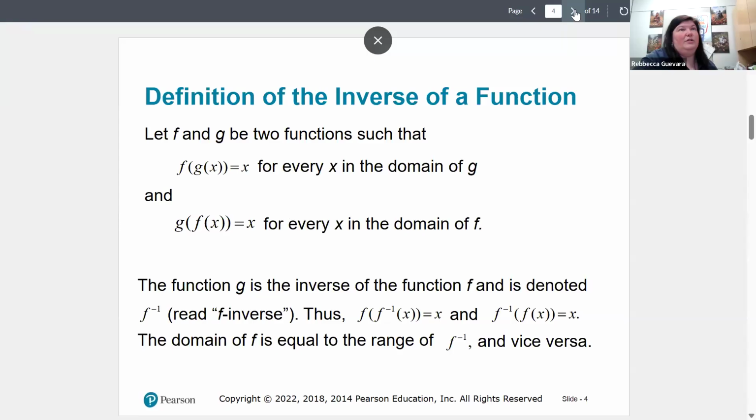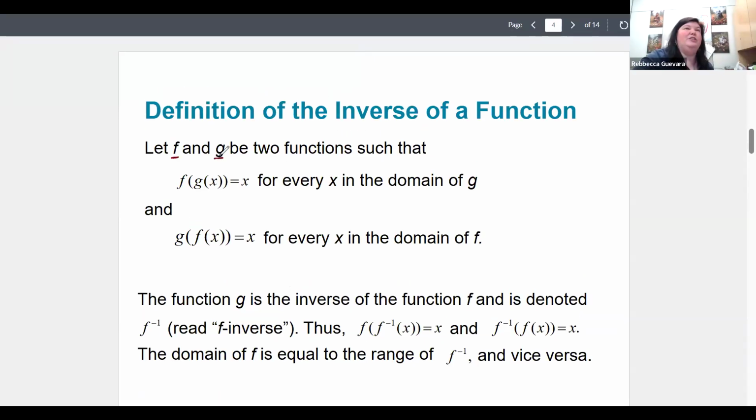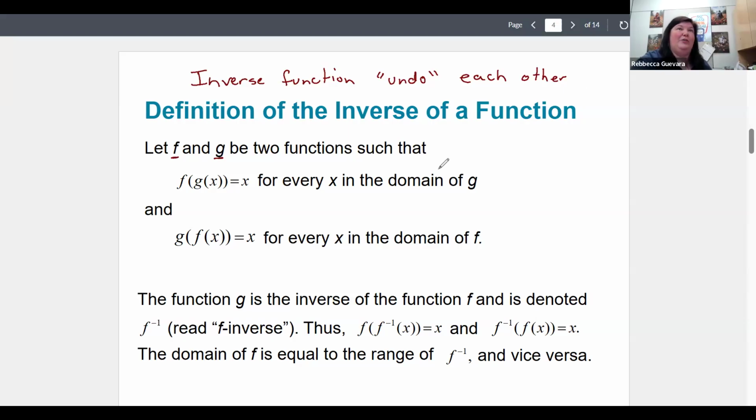So inverse functions are simply two functions that undo each other. We're going to see that here in a second. But inverse functions undo each other. And what I mean by that is that they're going to undo the operations that they are performing. So they're going to reverse those operations. They have to reverse them in the correct order, though.